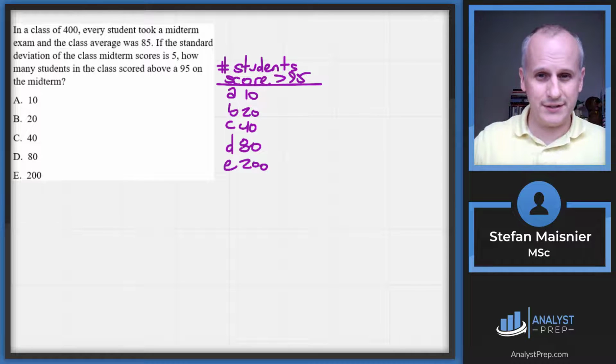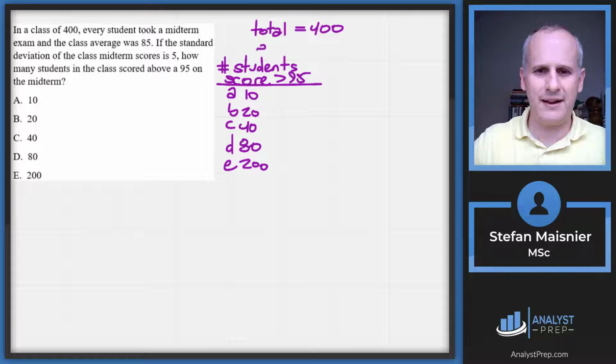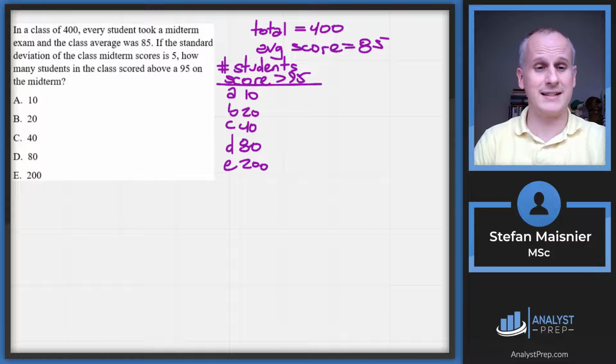So immediately start taking notes at the beginning. We've got a total that is equal to 400. And we find that the average score is equal to 85. And then they introduce the concept that is key to this problem: the standard deviation of the class midterm scores is 5.